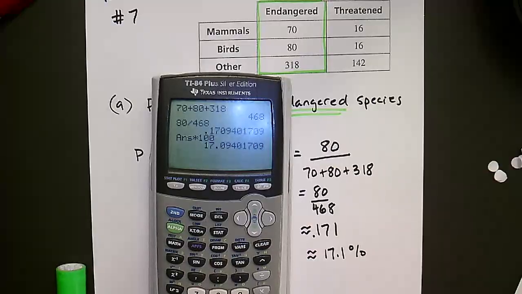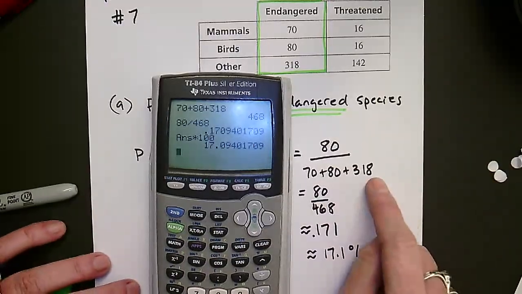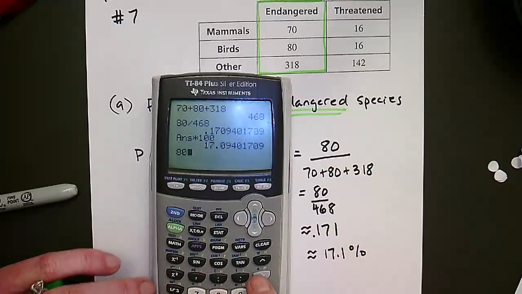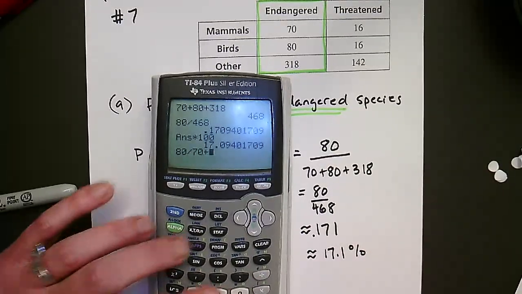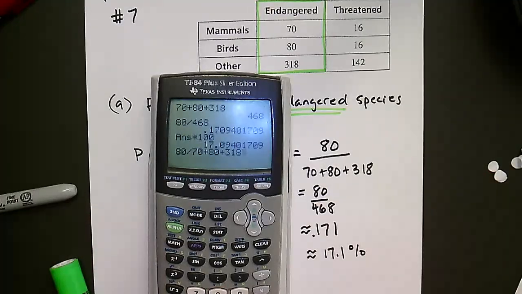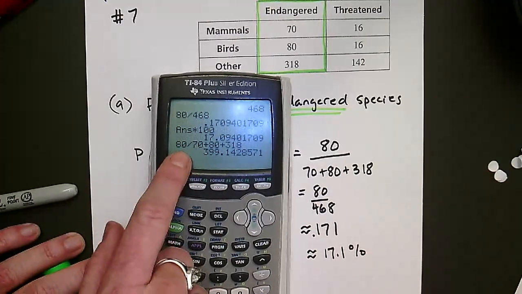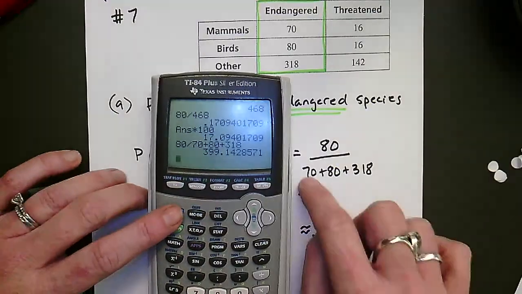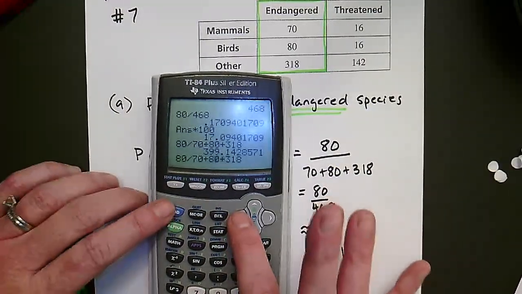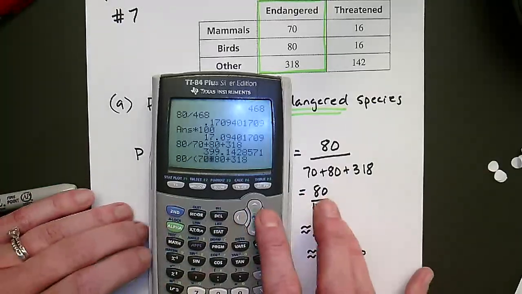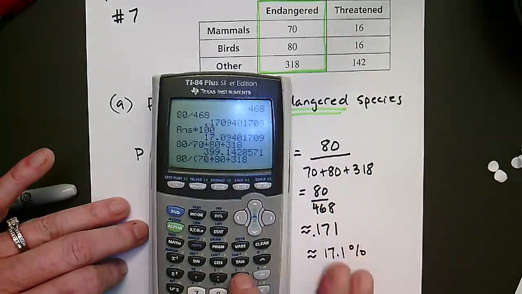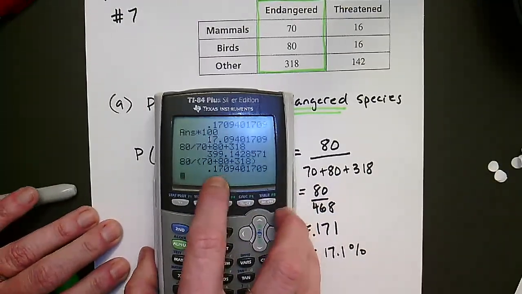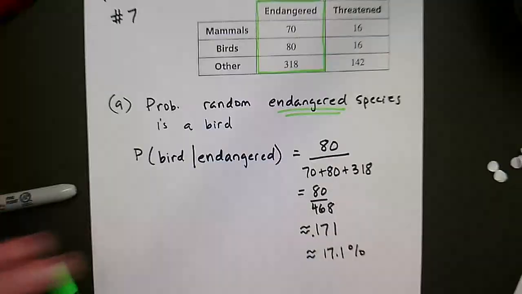Okay. So what I want to show you though is if you type this in as it is, if you don't put parentheses around the bottom, watch this. If I do 80 divided by, and then I do 70 plus 80 plus 318, the calculator only thinks I'm dividing the 80 by 70, and then it just adds those numbers on, so it's much bigger. If you're going to do it from the beginning, that's okay, but you must put parentheses around the entire bottom. And see, now that gives us that decimal that I know I should have gotten, that about 0.171. Okay, so that's really, really important.